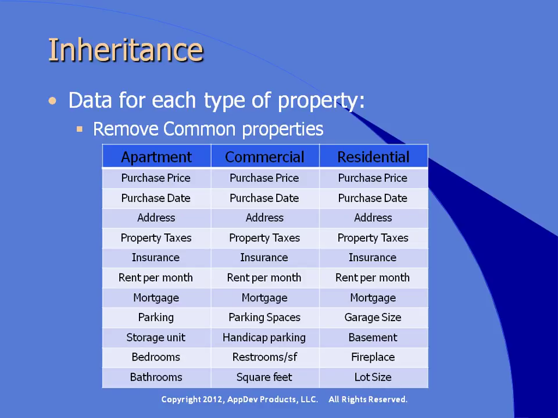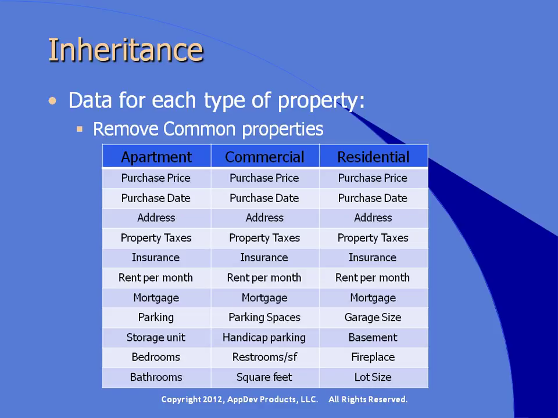And of course, the address was important, the property taxes that she had to pay, the insurance premiums that she had to pay, and also the rent per month that she was taking in from each of the properties was important. All of them were mortgaged, so she had mortgage details that she wanted to track. And then things start to get a little bit different.